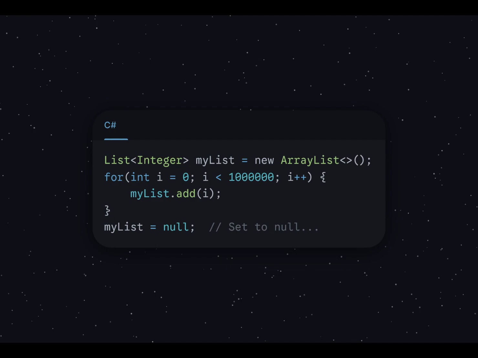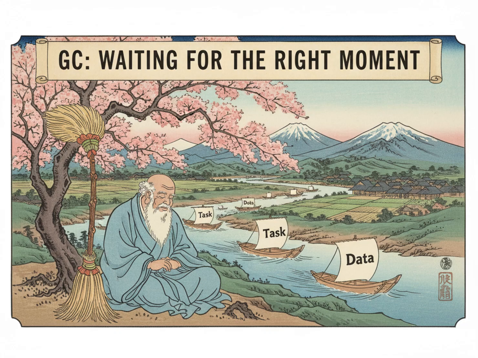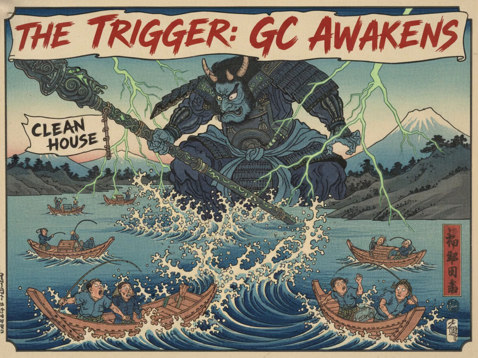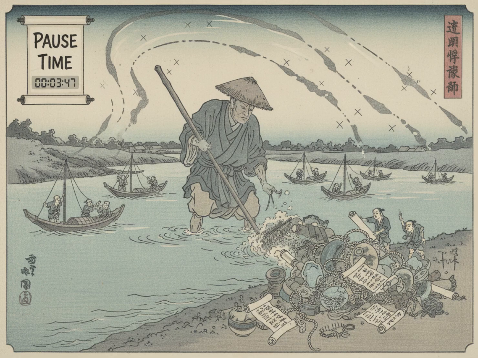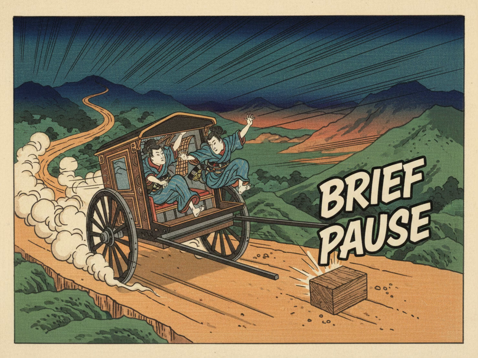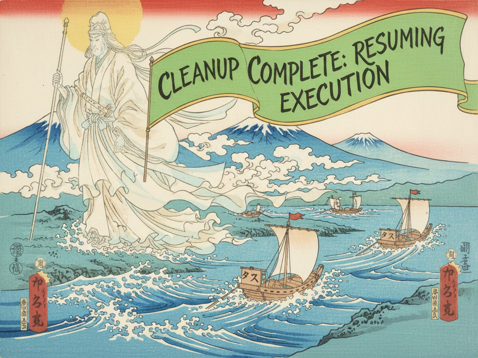In Python, this would start cleanup pretty quickly. In Java, nothing happens. The garbage collector is literally taking a nap, waiting for the right moment. Eventually, the garbage collector wakes up and says, "Okay, time to clean the house." And here's the catch. When it runs, your entire program can freeze for a moment. We call it a garbage collection pause, or stop the world. It's like your program hits a speed bump. Brief pause, then back to normal.